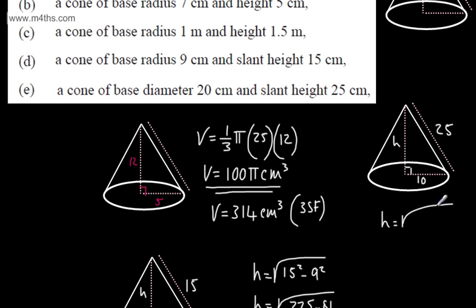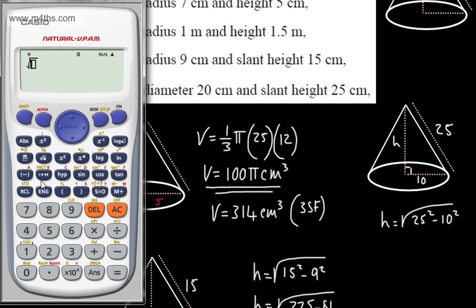Height is going to be the square root of 25 squared minus 10 squared. That's 625 minus now the 100. And again, we can work that out if we want on here. So square root now 25 squared minus the 10 squared. That's going to give me on here 5 root 21. So if we wanted that as a decimal answer, 22.9.